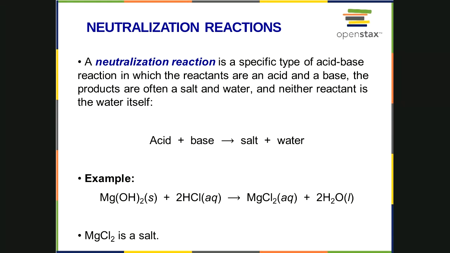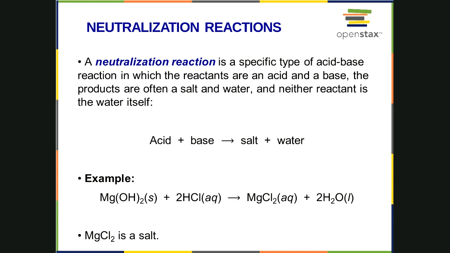So I've talked about acid-base reactions, where we have a strong acid and a weak base, and we end up producing either hydrogen ions or hydroxide ions in water. Now, a neutralization reaction is a very specific type of acid-base reaction, where we take an acid and a base and combine them together. And what we produce is salt water.